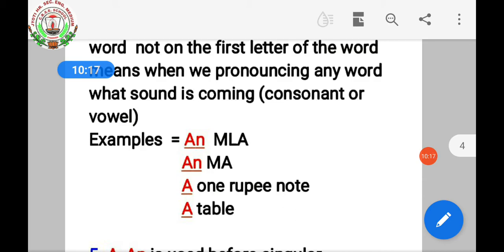A one rupee note, a V sound is coming. So V is not a vowel sound. So we put a here. A table, a ta sound is coming. Means the consonant sound is coming in one rupee note and a table. So that is why we put a here.